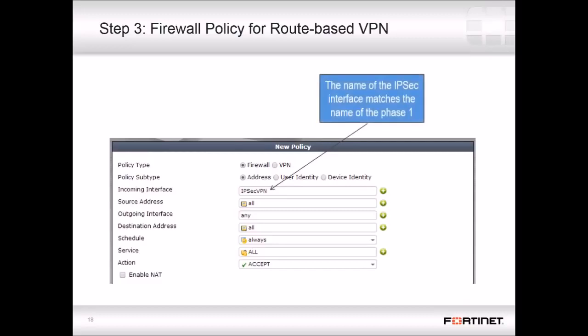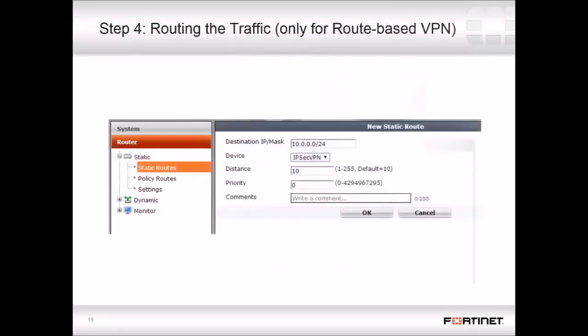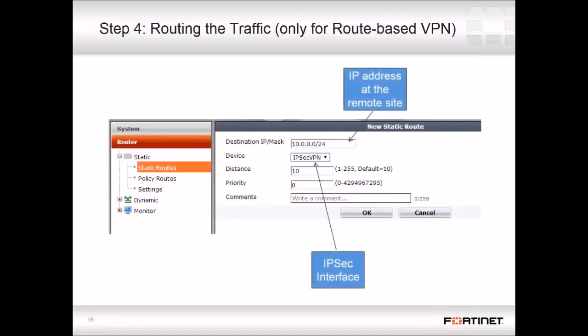In the case of route-based VPNs, the firewall policy is different. It must be of type firewall and subtype address. As mentioned, the name of the IPsec interface matches the name of the phase 1, so we must use that interface name as either the source or destination interface for the policy, depending on which direction we want to apply it. In the case of route-based VPNs, additional routing configuration is needed to route the tunnel traffic to the IPsec interface. This is usually achieved by adding a static route for the remote subnet pointing to the IPsec interface.